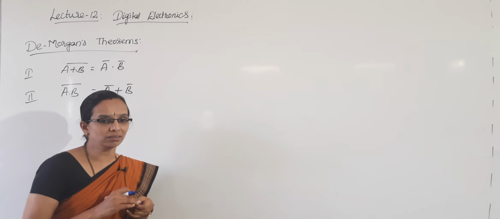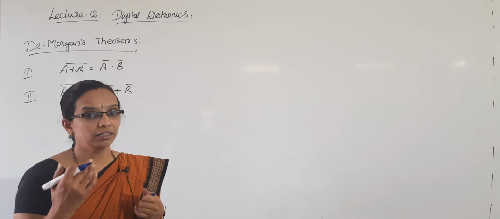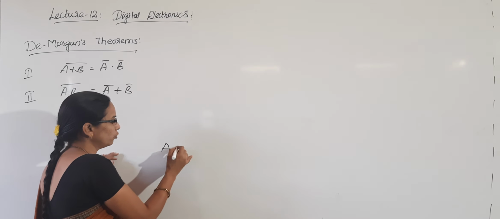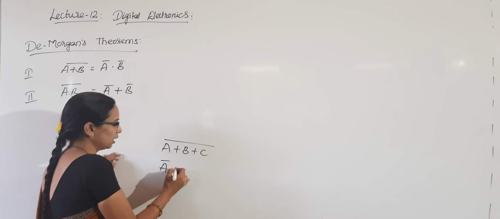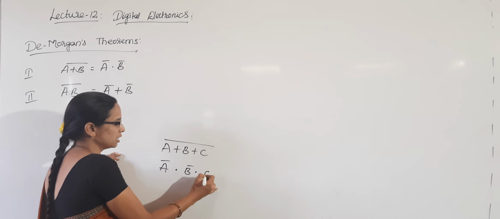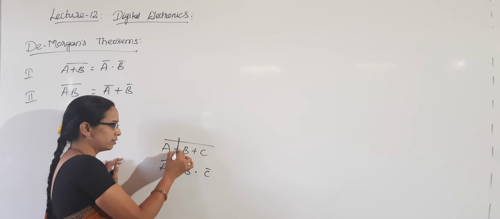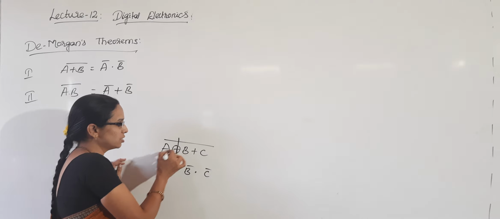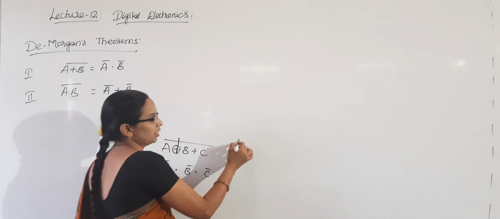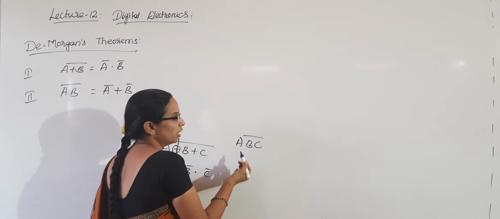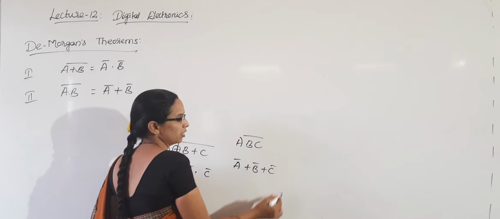We will be working with 2 or 3 variables, but in further studies, if you find (a plus b plus c) whole bar, you can even write a bar dot b bar dot c bar. One thing you just remember is, if you want to split this bar, you have to change the sign from plus to dot. Or if it is (a b c) whole bar, you have to write a bar plus b bar plus c bar.